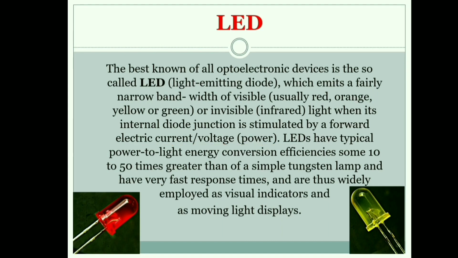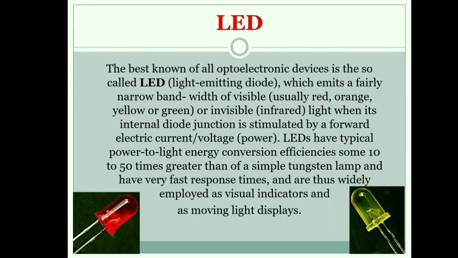As we discussed previously, when we supply some voltage or electric current, this diode emits light, and the light may be visible or invisible, visible in different colors and invisible as infrared. Well, this LED works on forward bias. LEDs have typical power to light energy conversion efficiency some 10 to 50 times greater than a simple tungsten lamp, and have very fast response time, and are thus widely employed as visual indicators and as moving light displays.